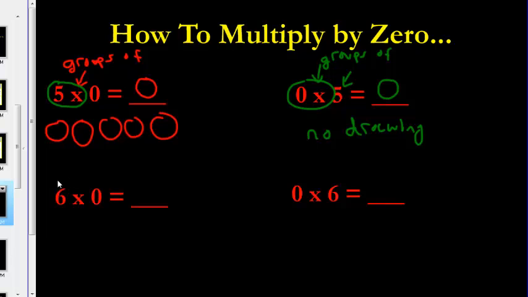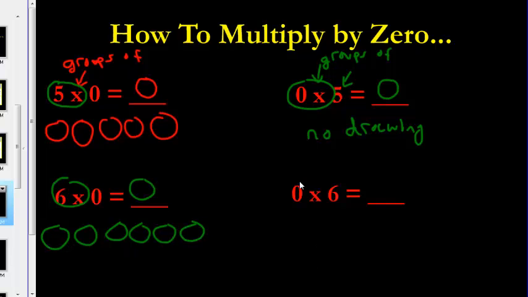How about this one? 6 groups means you got to draw those 6 groups. 1, 2, 3, 4, 5, 6. Nothing in each one. My final answer is nothing. And here, 0 groups means I don't draw any groups. Again, no drawing. And since there's no groups, you got no place to put these things in. So, again, you got nothing.